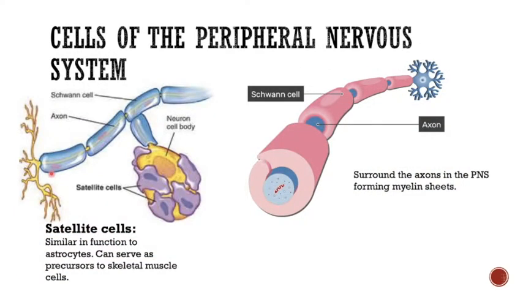Now let's discuss the cells of the peripheral nervous system. Kind of similar in function, but they have different names because they are in different locations. So let's start talking about satellite cells. These are cells that are very similar in function to the astrocytes. But the difference is that they can serve as precursors to skeletal muscle cells. In case that we need to construct new muscles, we have specialized cells of the peripheral nervous system that can undergo differentiation to produce those brand new cells.